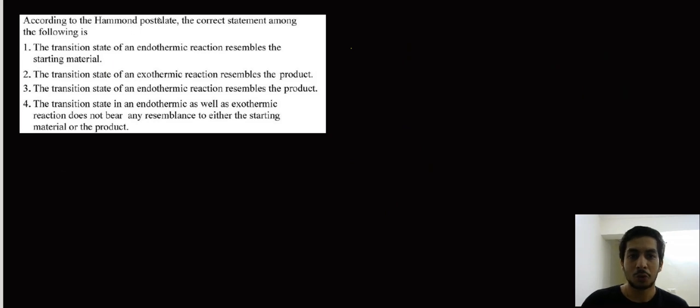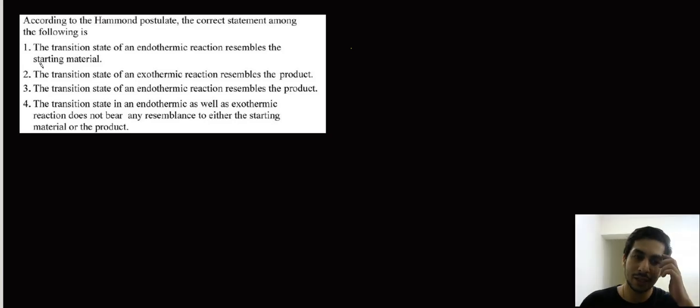The next question is quite simple. It is based on the Hammond's postulate, and it says the correct statement among the following is. So these are the four options. What exactly is the Hammond postulate? I'll just explain in a bit. Let's just read the four statements for those of you who are aware of what exactly the Hammond's postulate is.